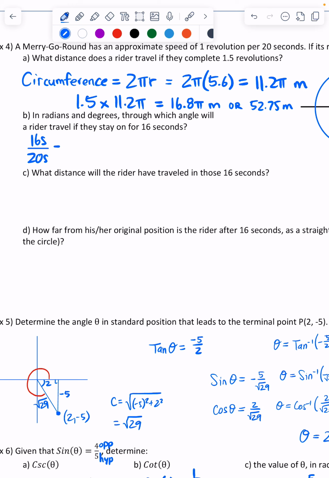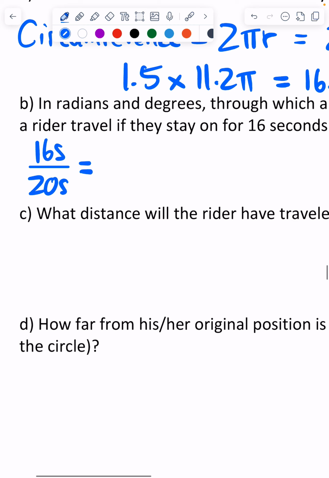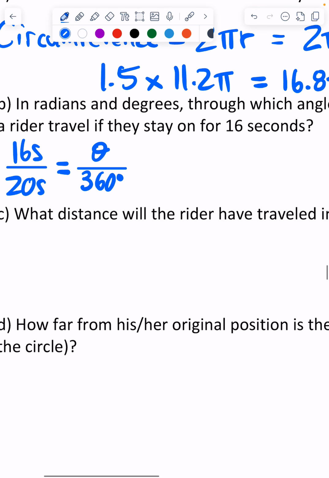And we're talking about degrees here. So if you want to talk about degrees first, then you can do 16 seconds out of 20 seconds is equal to how many degrees out of a full circle. And if you create that, then the calculation is fairly straightforward. You just do 16 times 360 and then divide by 20, and it gives you 288 degrees.